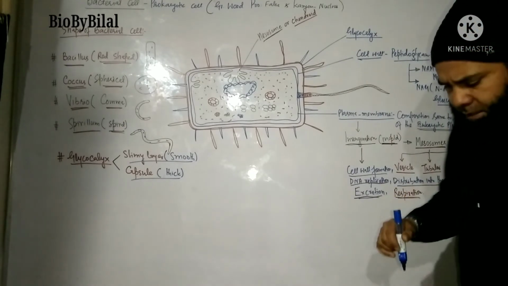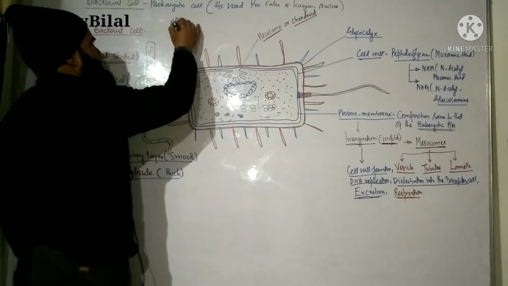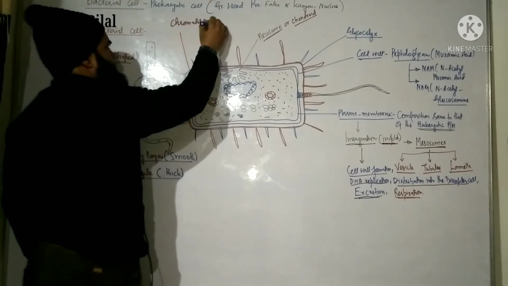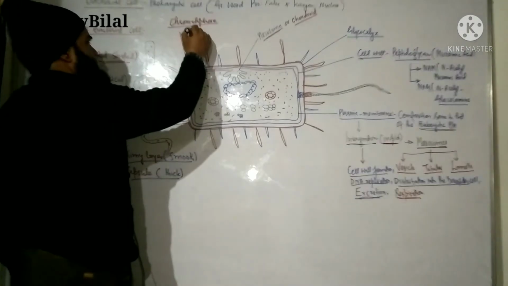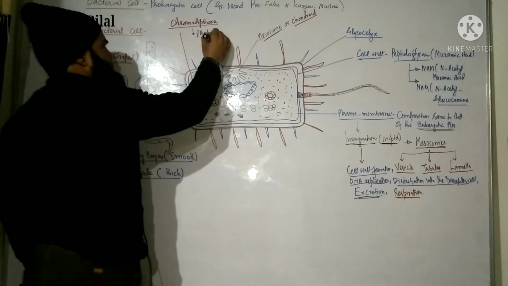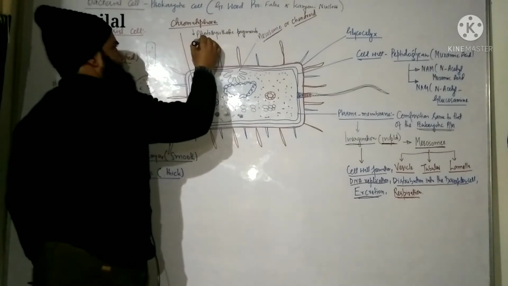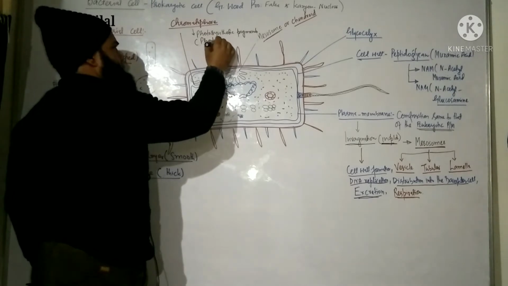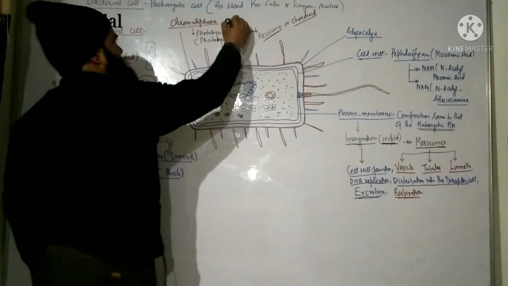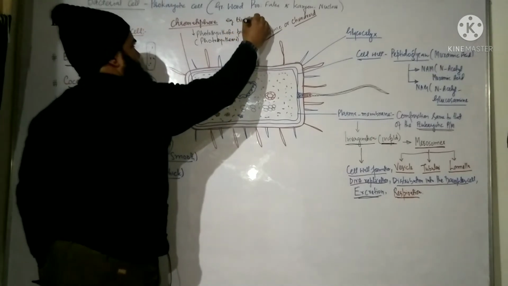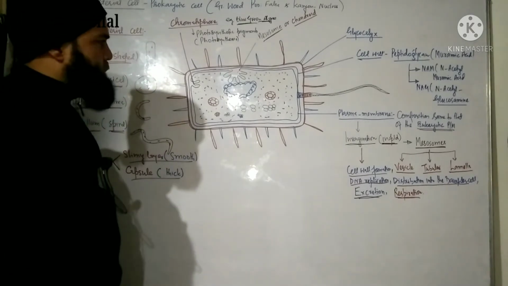Inner to plasma membrane, another folding is found in certain kinds of bacteria, that is called chromatophore. Chromatophore is the enfolding which contains photosynthetic pigments. So it helps in formation of food, that is called photosynthesis. These are called the photosynthetic bacteria. Example: blue green algae. Remember this point as well.